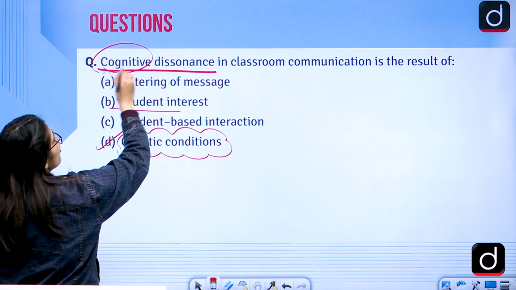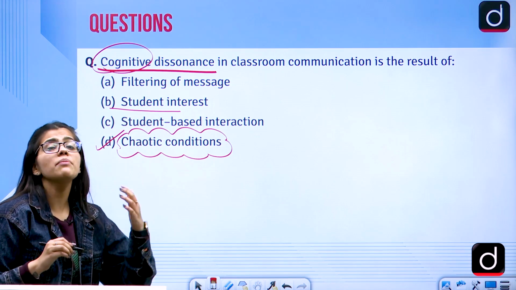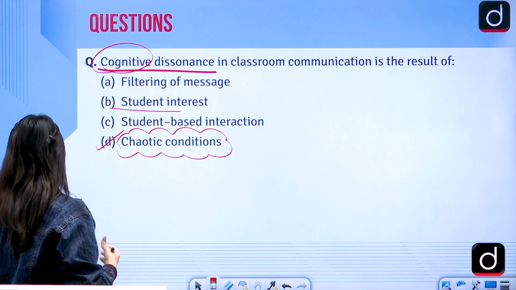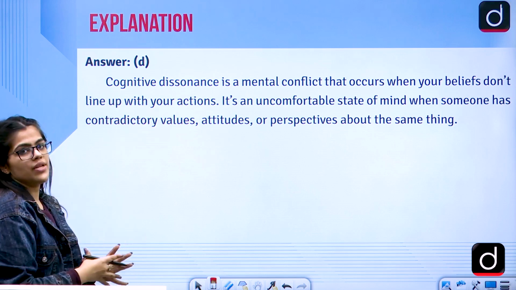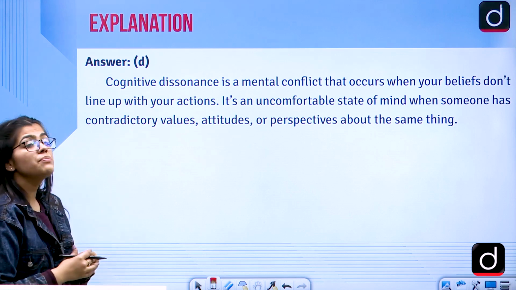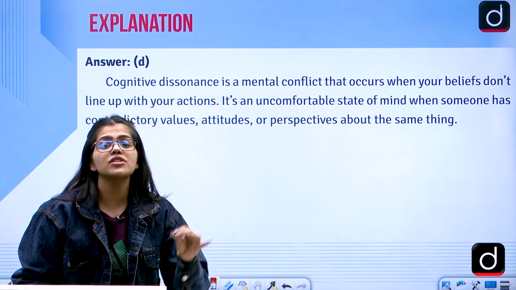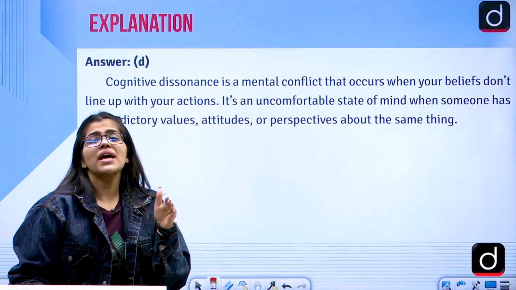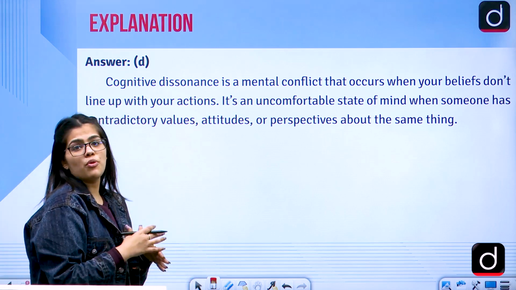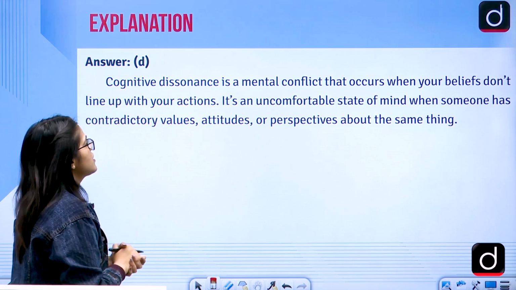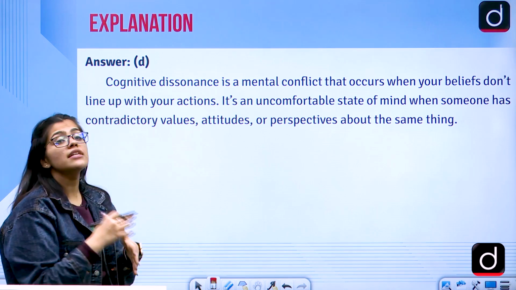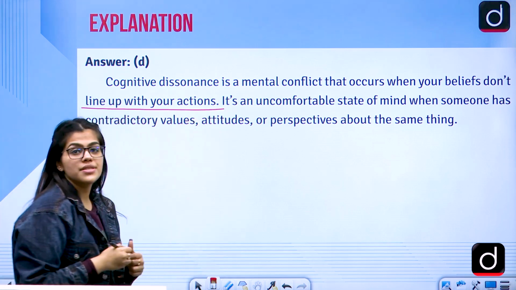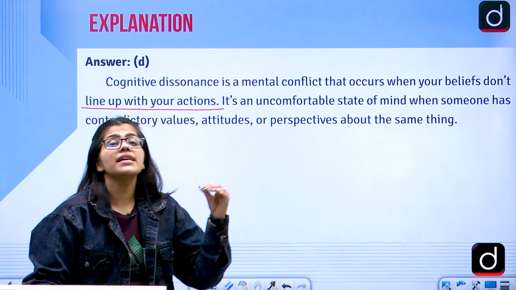So whenever we see the word cognitive, we know that we are talking about knowledge and mental capabilities. So every confusion in the mind is called this chaotic, or you can say the cognitive dissonance. So a cognitive dissonance is basically a mental conflict that goes on in your mind. You don't understand the difference between right and wrong, or maybe you sometimes give some kind of justification to prove your point. This is called cognitive dissonance. So cognitive dissonance is a mental conflict that occurs when your beliefs don't line up with your actions. Whatever you believe is not lining up with your actions.